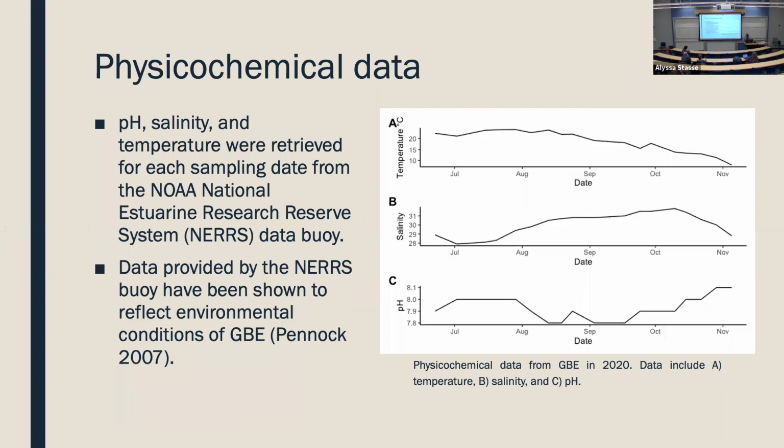We then got physicochemical data from the NERRS buoy in Great Bay estuary, and we collected pH, salinity, and temperature. Studies have shown that this is representative of Great Bay as a whole, so we were able to use that as an overall indicator. And this is just the physicochemical data plotted out. So you can see temperature, as expected, was high in July, went up a little bit in August, and then went down. Salinity varied a little bit, and pH was around the same throughout the whole time.